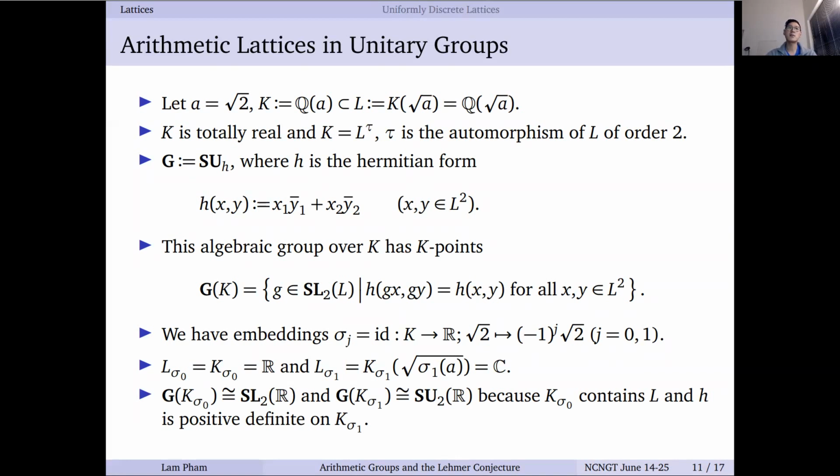So for the identity embedding, I get SL2R. And for the non-identity embedding, I will get SU2, which is going to be compact. In the first case, the completion contains L, so it must be SL2R. And in the second case, the Galois automorphism is going to make the form positive definite in the completion, which implies that the group is going to be the usual unitary group.